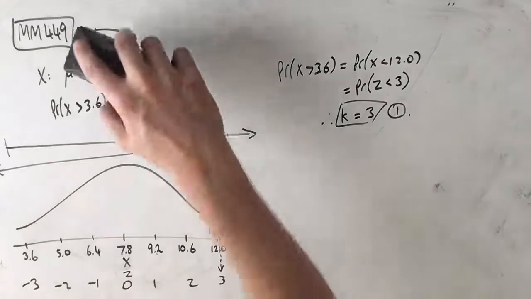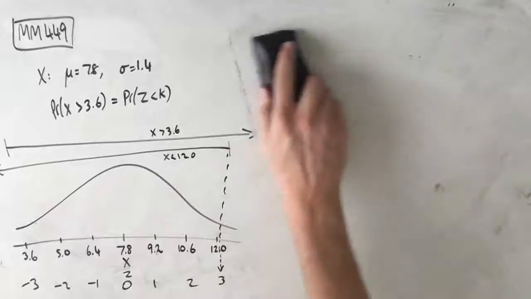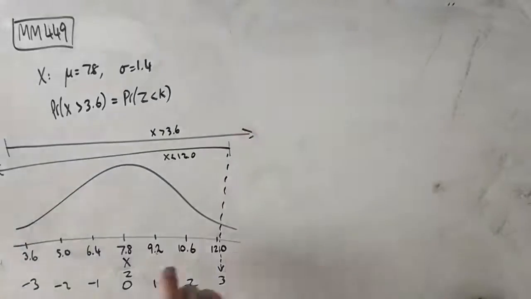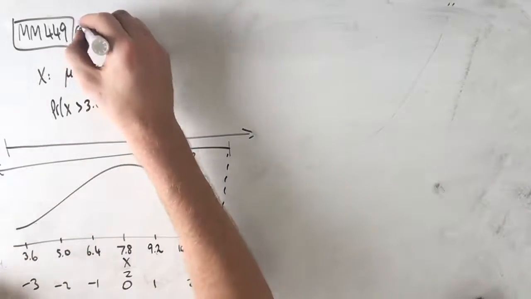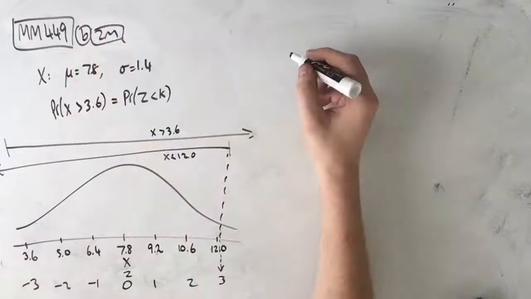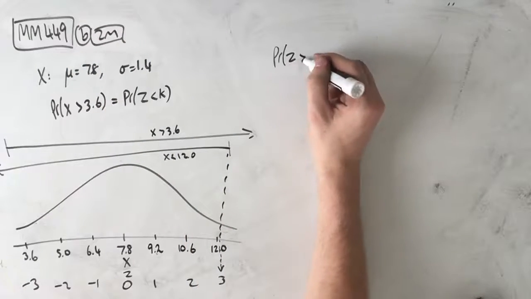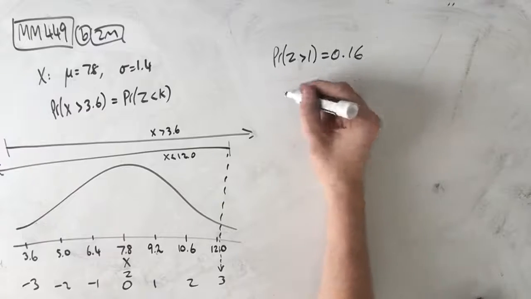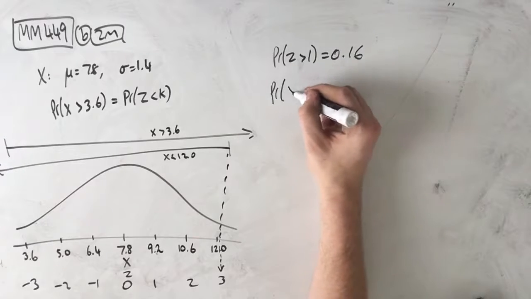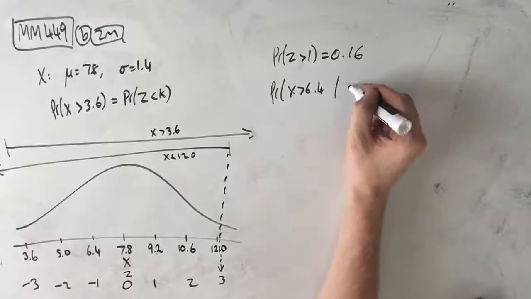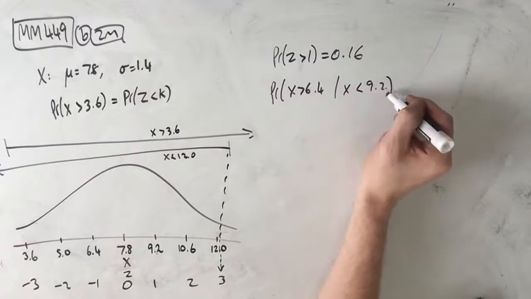Now part B is a little trickier. It's a 2-mark question. It says, consider the fact that the probability that z is greater than 1 equals 0.16. Find the probability that x is greater than 6.4, given that x is less than 9.2.